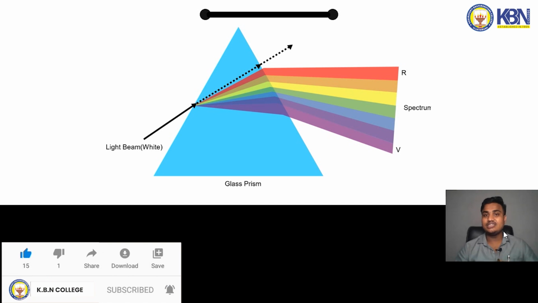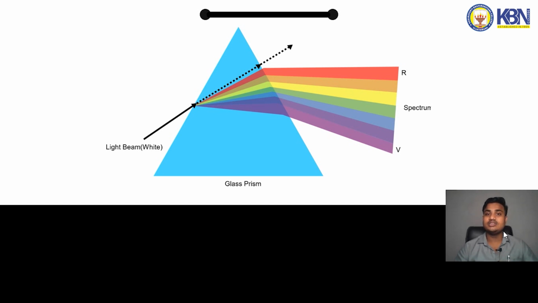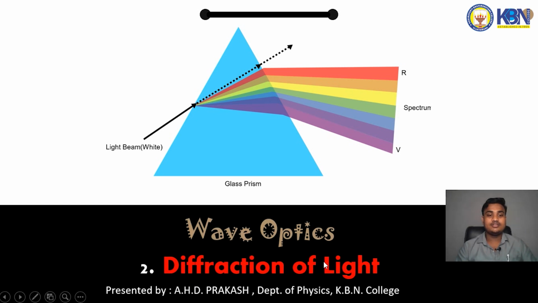In the last session we discussed wave optics, and then we discussed the first unit, what is interference of light. In today's session we are going to see the next one, which is called the diffraction of light. What diffraction means, and what are the types of diffraction involved in this.